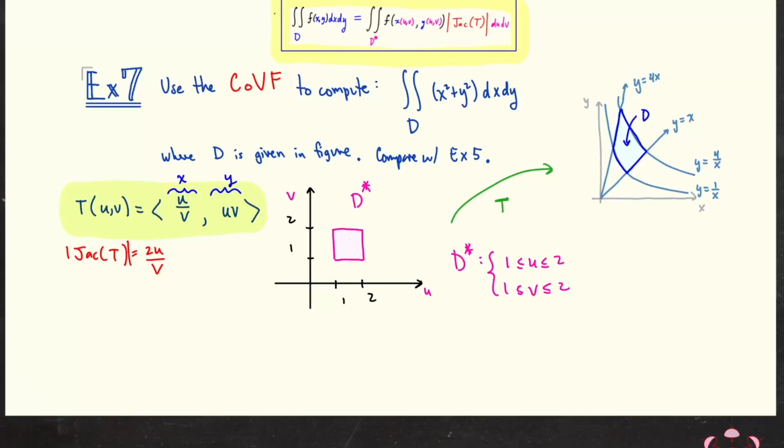Okay, let's take a look at example 7 next. All right, so the instructions here are to use the change of variables formula, which we conveniently got right above, to compute the following integral. All right, so we've got the double integral over a domain D. D is given to us in the figure on the right, and it says compare with example 5.